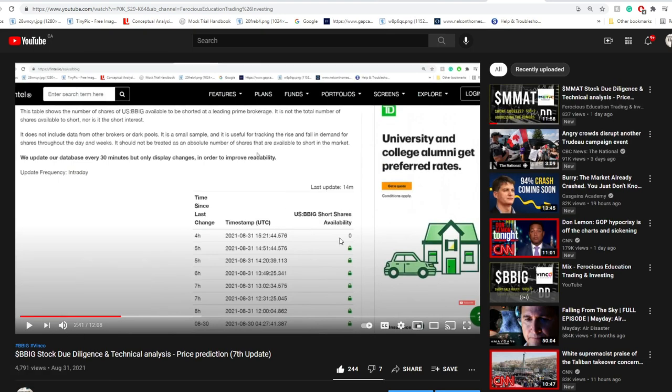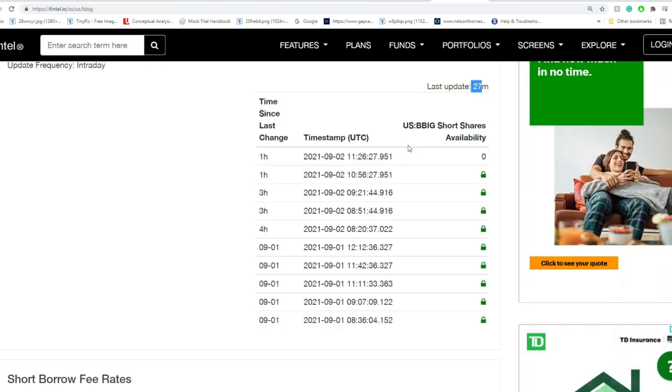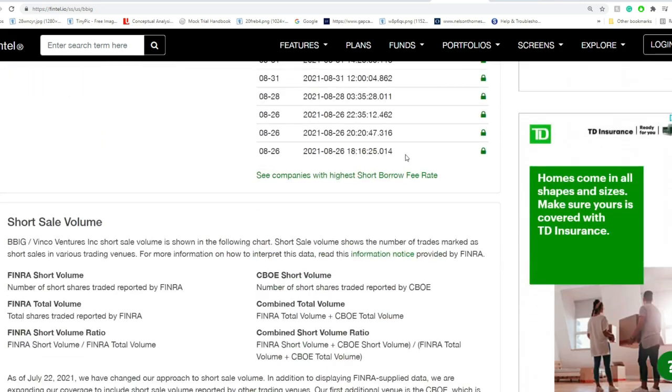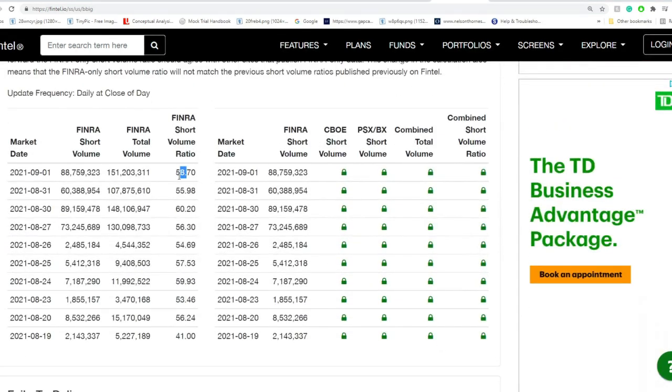But basically, it was zero before and currently it's zero. And it makes me question how you're still having almost 58.70% of short volume ratio yesterday, and the day before, almost 56%, the day before, 60%. So what's happening here, and how are you still getting these high short volume ratios, even though the short share availability is zero? And it could be multiple things, by the way.